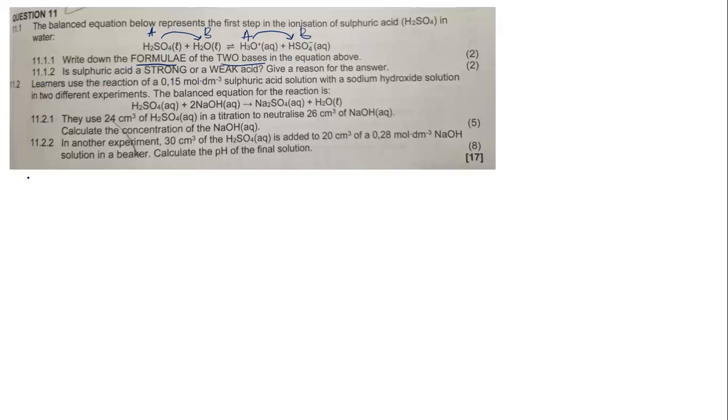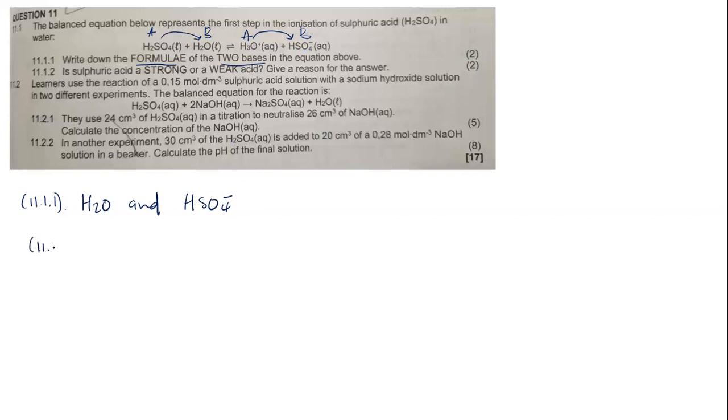So now 11.1.1, they wanted us to write down the formulae, not the names, okay? So that means the 2 bases are going to be H2O and HSO4 minus ions. Okay, and therefore you get your 2 marks.